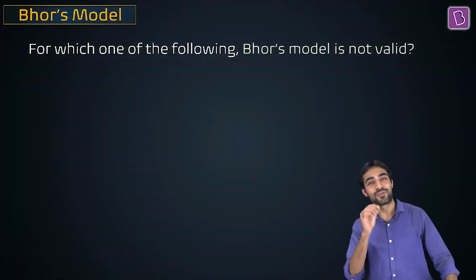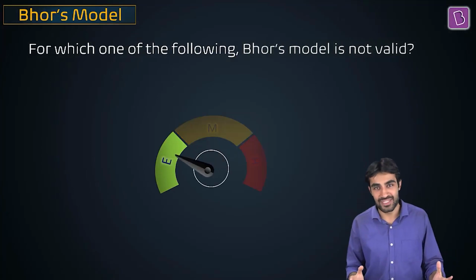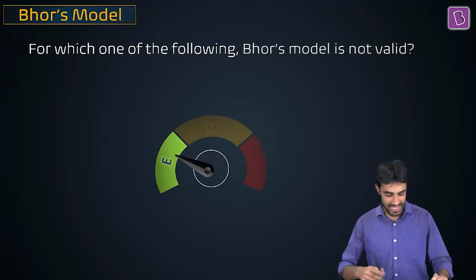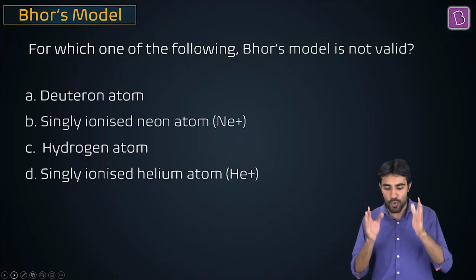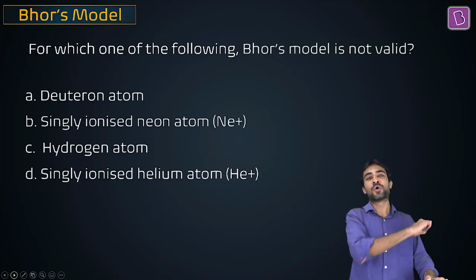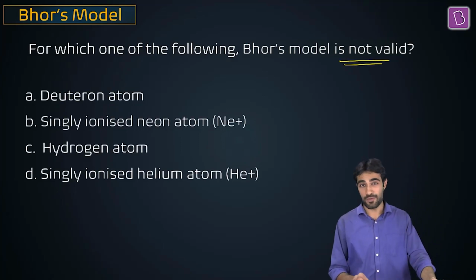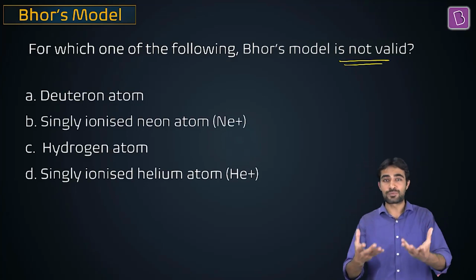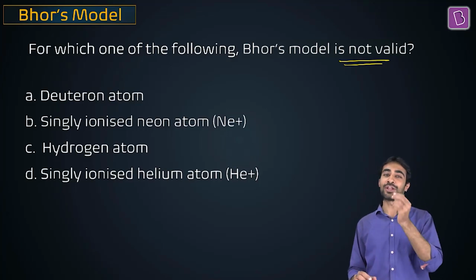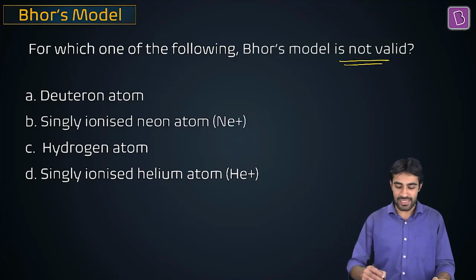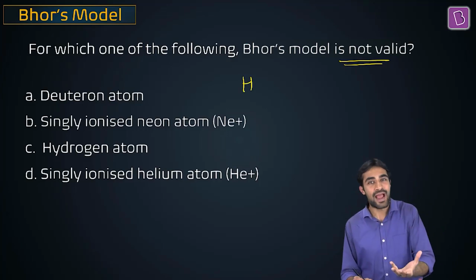So after a really long time, we get an easy question. This is based on the atomic model. The question says, for which of the following is the Bohr model not valid? First of all, before we talk about which atoms the Bohr model is not valid for, let's talk about those atoms for which the Bohr model is valid. Bohr model is valid for hydrogen-like atoms. It is obviously valid for hydrogen.